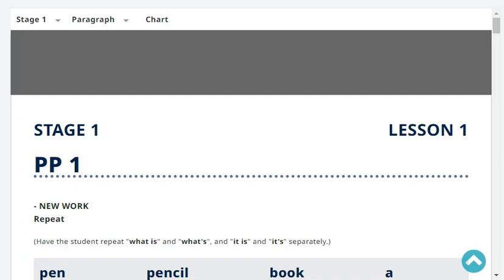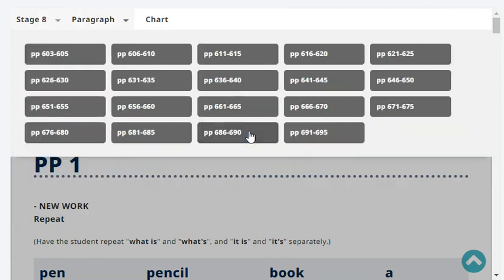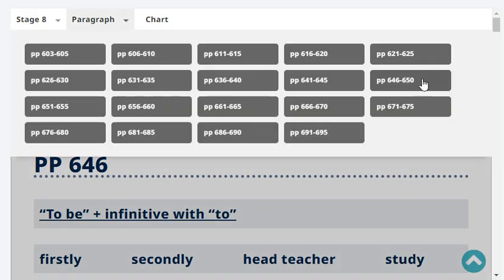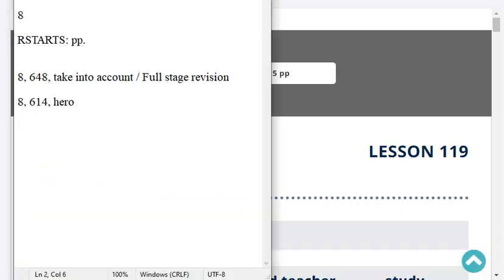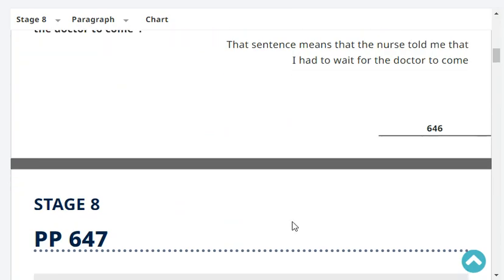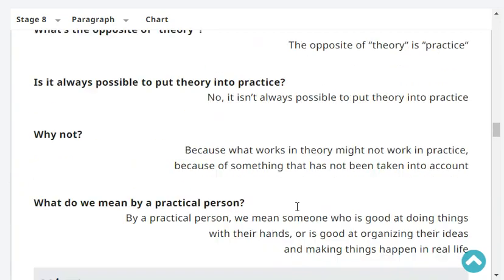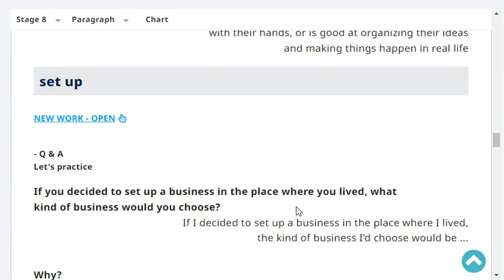So our progress report says we are at stage 8, paragraph page 648. And our last headword was "take into account", whole stage revision. Okay, so let's start from where you ended. Ready? Yeah. Okay, here we go.